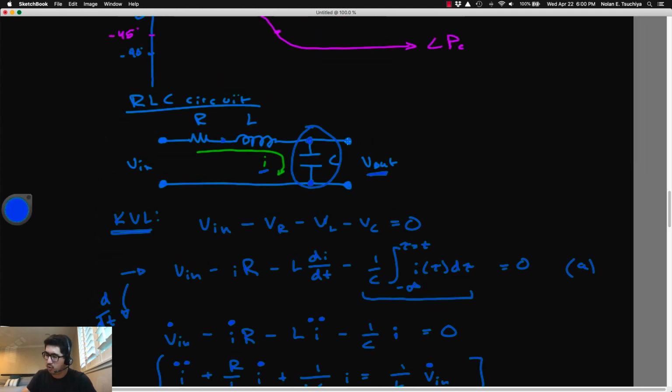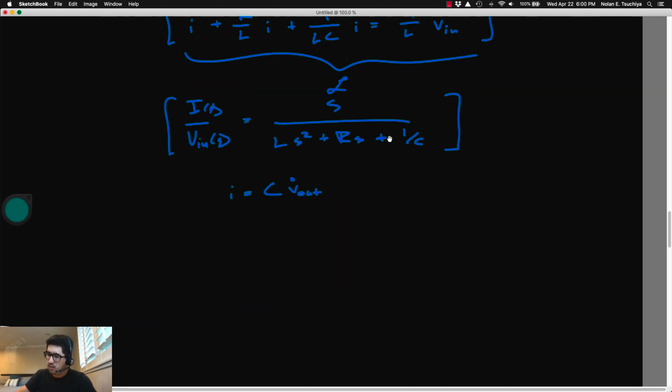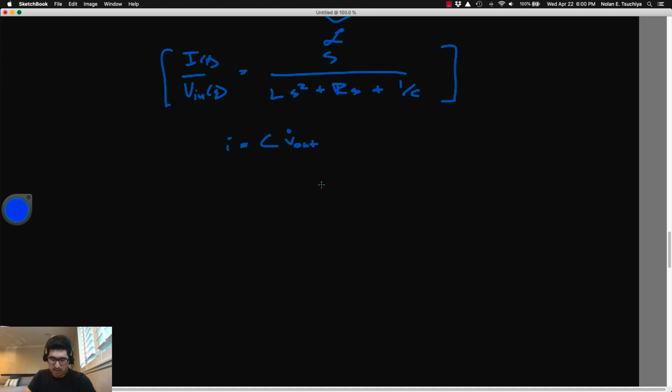Right? The voltage is the same across parallel rails. Okay, so Vout is defined as the voltage across these pins. It's the same as the voltage across these pins. So I is equal to C Vout dot. Taking the Laplace transform of this, we get capital I is equal to C S Vout of S. Okay, so very straightforward on this one.